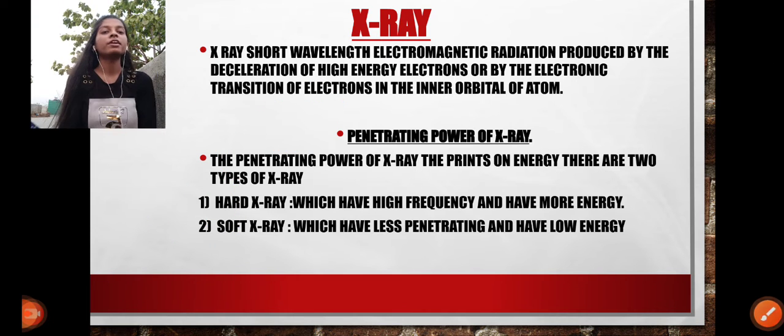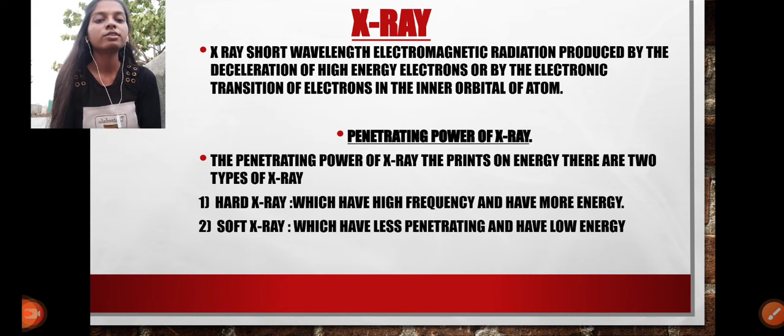Then there is the penetration power of X-ray. There are two types, hard X-ray and soft X-ray. The hard X-ray has high frequency and more energy, and soft X-ray has less penetration power and low energy.